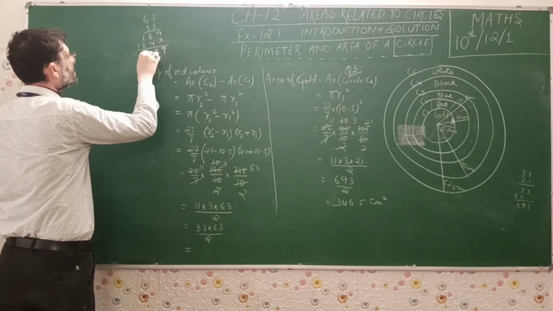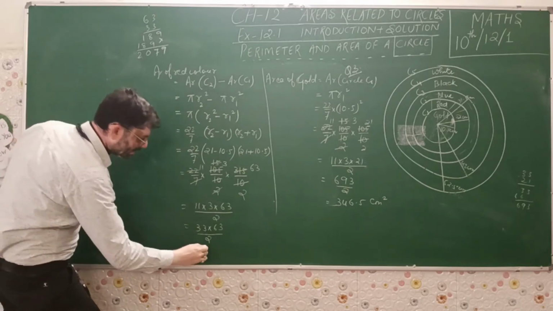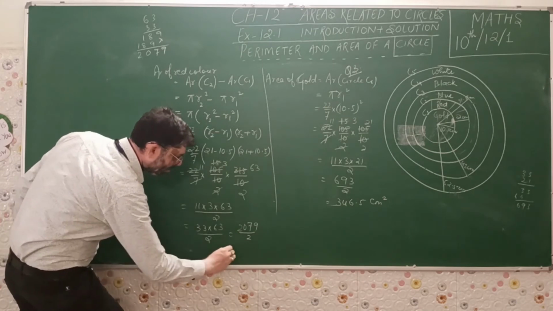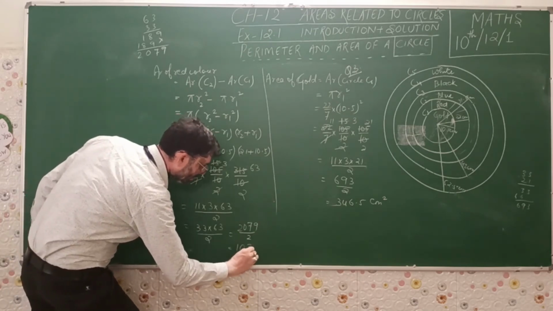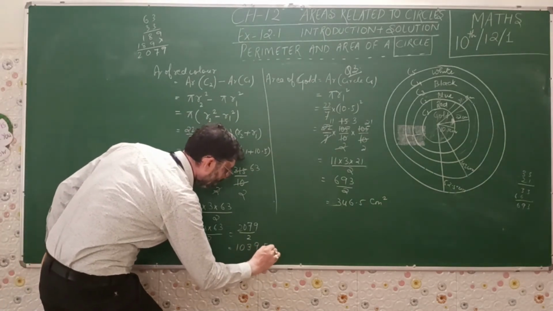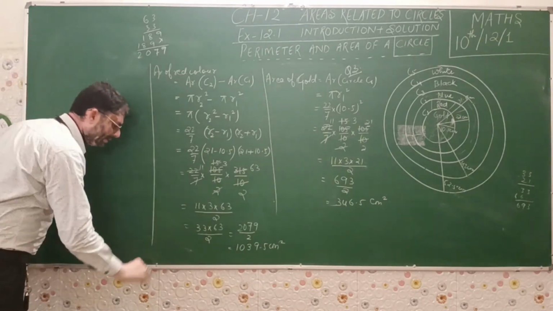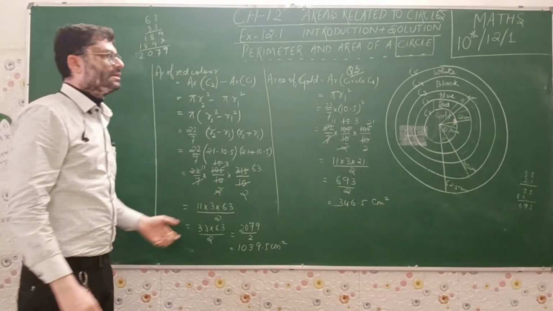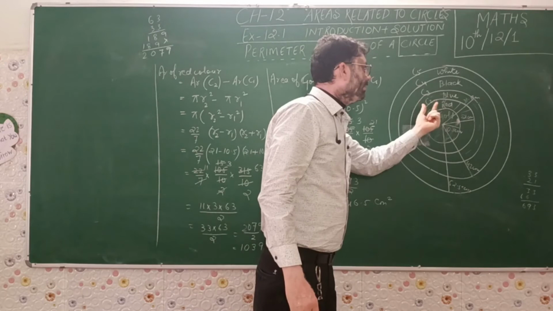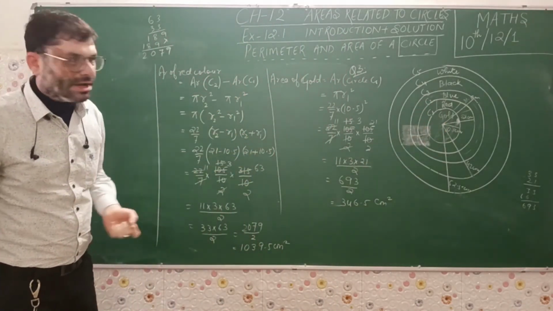970 and 2079 by 2. This is equal to 2079 divided by 2, and that will be equal to 1039.5 centimeters square. Similarly, moving on to the third color, blue, that can be written as area of circle 3 minus area of circle 2. I'll be doing this blue, then black and white you can try it.